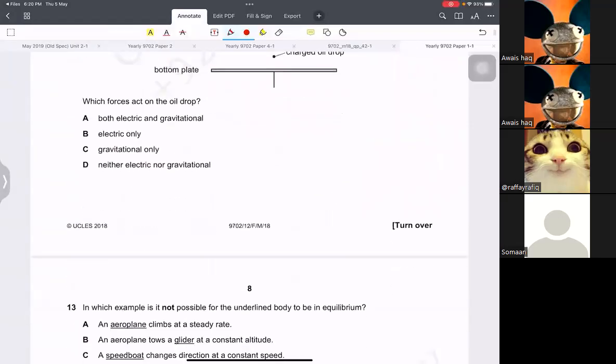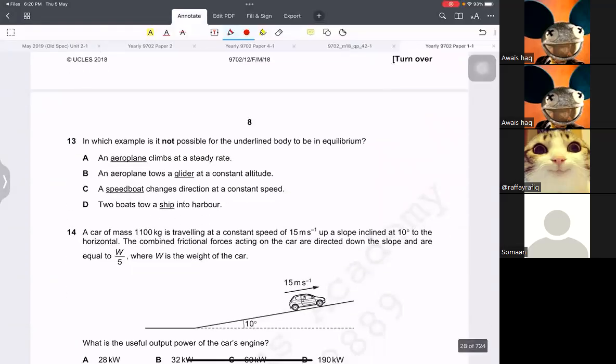This is not clear anymore. In which example is it not possible for the body to be in equilibrium? Aeroplane climbs at a steady rate. Well, it is climbing at a steady rate. So that means climbing is displacement. Steady rate means constant velocity. So that's not the answer because it's in equilibrium.